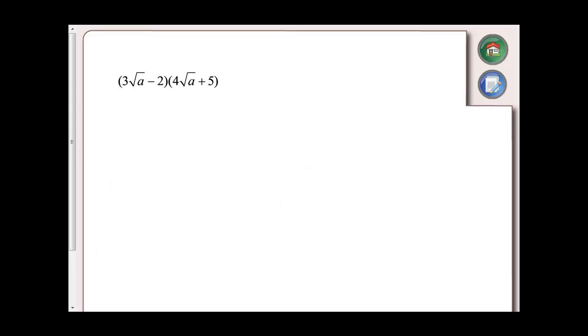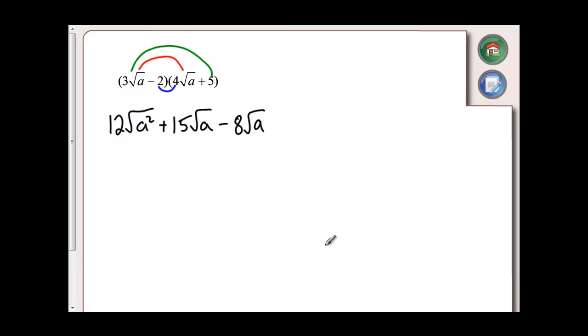Finally, if I'm dealing with a variable, we can solve it the same way. So I'm going to multiply these together, and I've got 12 root a squared. Then I'm going to multiply the 3 root a and the 5 together, and we can only multiply numbers together with numbers. We can't multiply them together with other roots. So this one's going to give me 15 root a. Then my inside one is going to give me negative 8 root a. And finally, the last is going to give me negative 10.